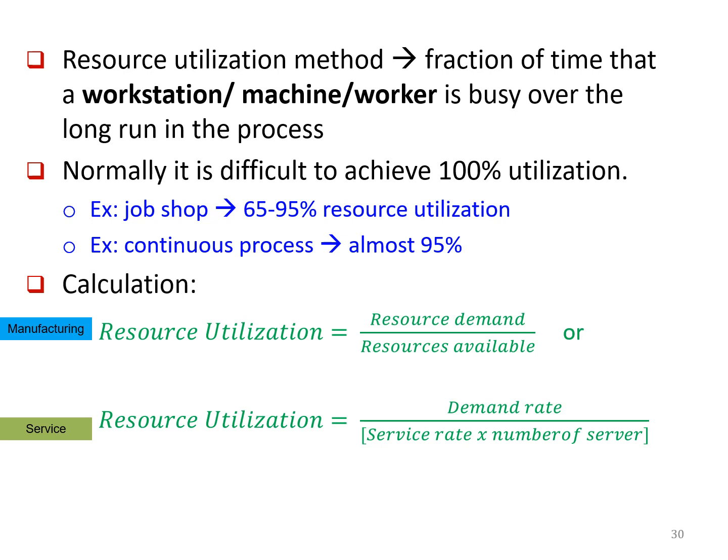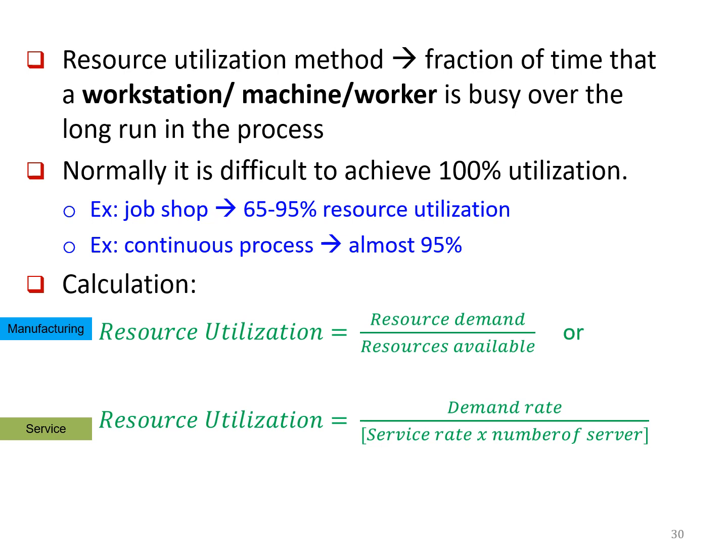Normally it is difficult to achieve 100% utilization. For example, in a job shop type of operation, it is usually 65 to 95% resource utilization. It is very much occupied, very much utilized. But for the continuous process, it is almost 95%. So most of the time the resource is occupied, being utilized.